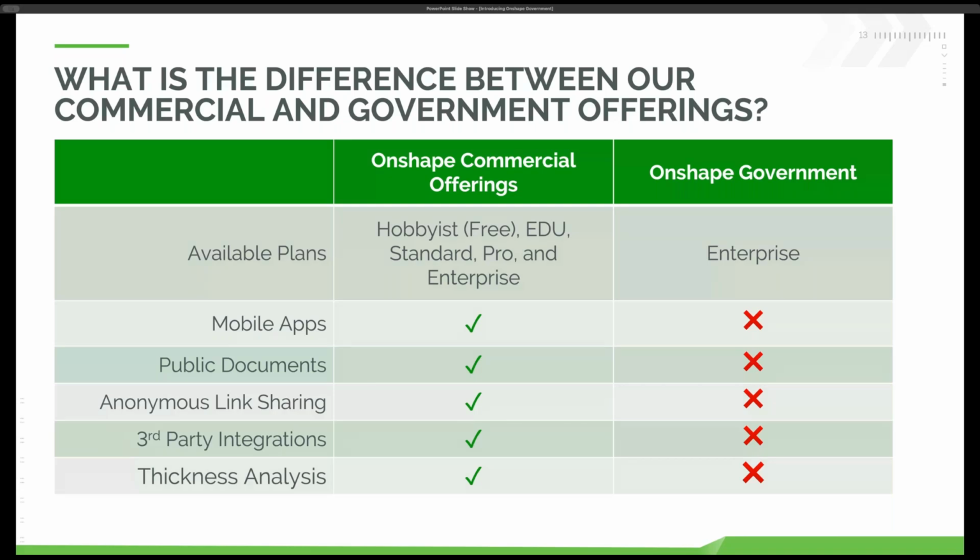Another question that we get asked all the time is, what about the mobile apps? With the commercial offering, we have iPhone and Android smartphone apps, and iPad tablet apps. They won't be available for Onshape Government. And then, due to the security requirements of Onshape Government, we've eliminated access to the public documents and anonymous link sharing. And then, at least initially, we won't have third-party integrations as well. And then there are some technologies that we've introduced, actually based off other PTC technologies, that won't be available, at least initially, in Onshape Government.